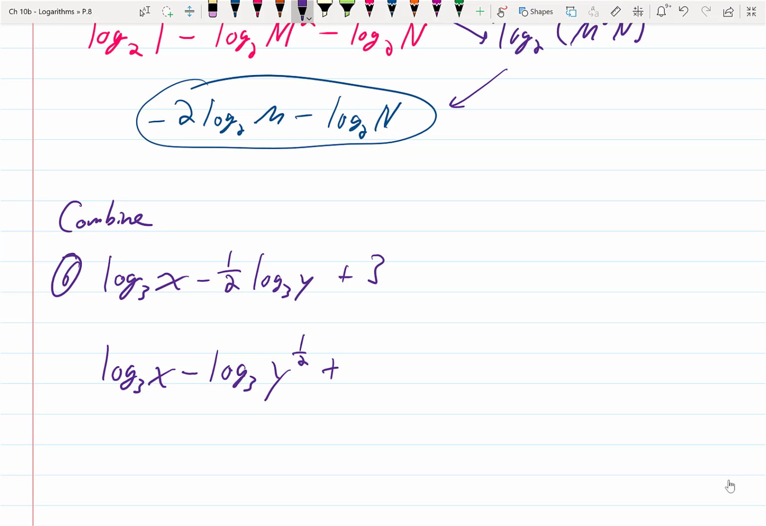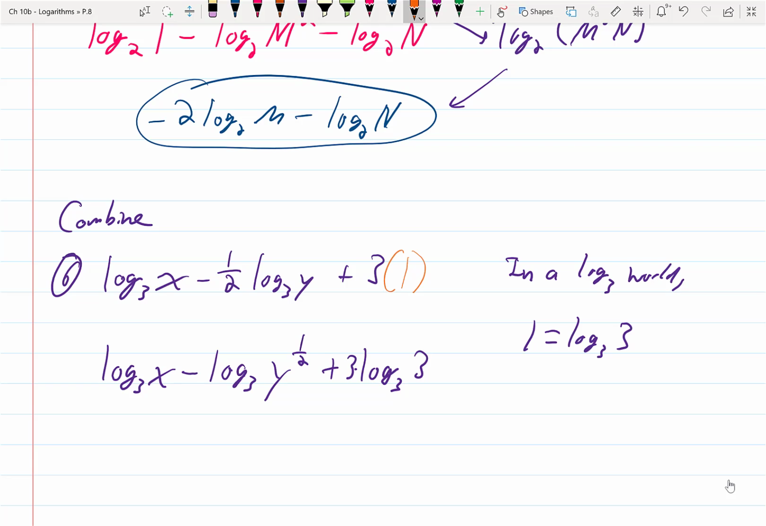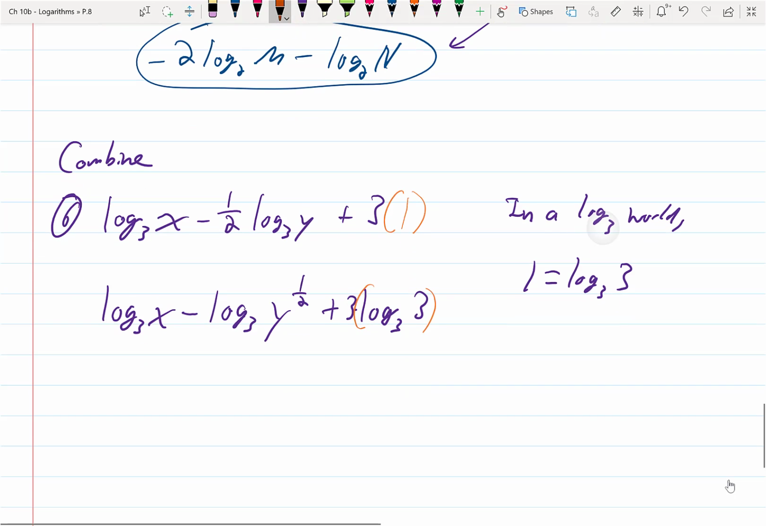plus, ooh, that 3 is just so awkward. If only it was a log base 3 of something. Log base 3 of 3 to the 3rd. I like that. And actually, if you really want to do a step before that, you could put it as 3 times log base 3 of 3, because what I'm going to write here is, in a log base 3 world, 1 is equal to log base 3 of 3. So this means that there's an invisible 1 right here that we're going to make become this log base 3 of 3. And the next step, we can move that up, if you want, as an exponent.